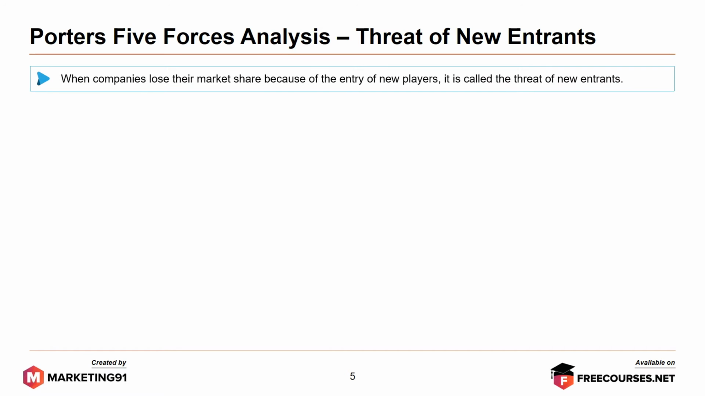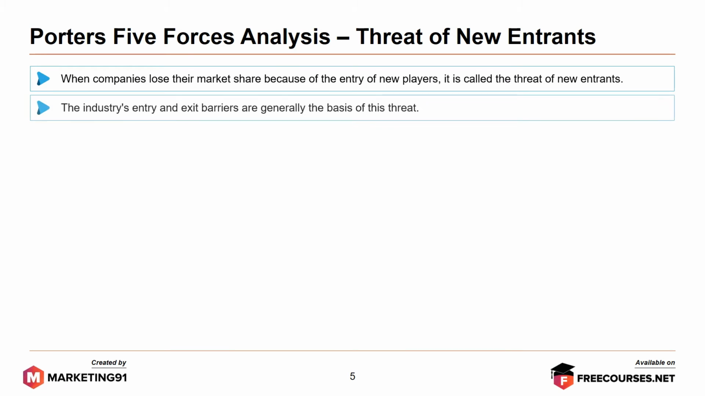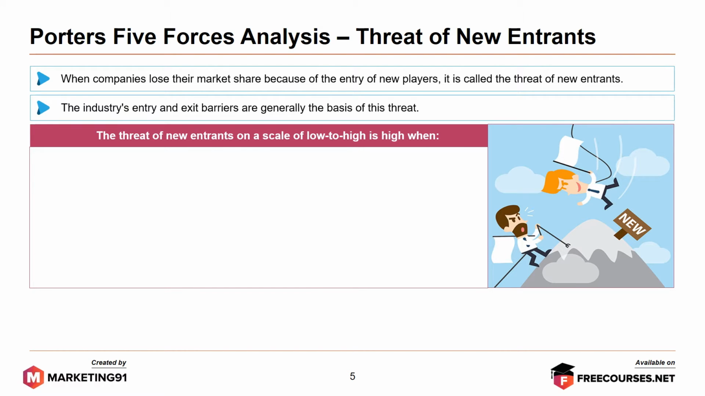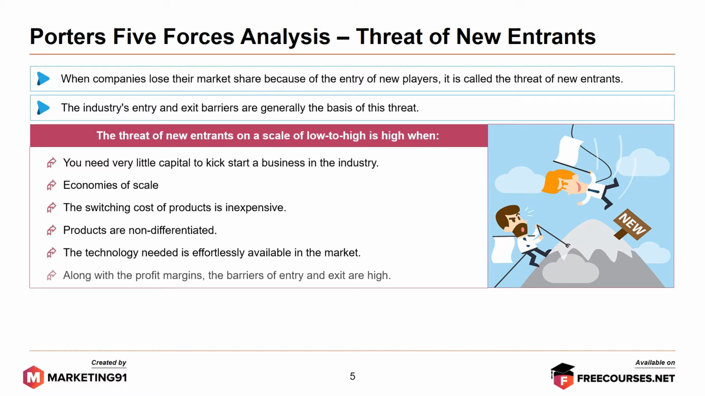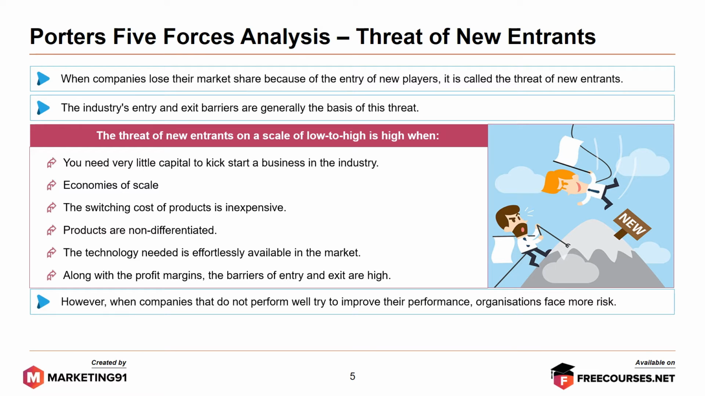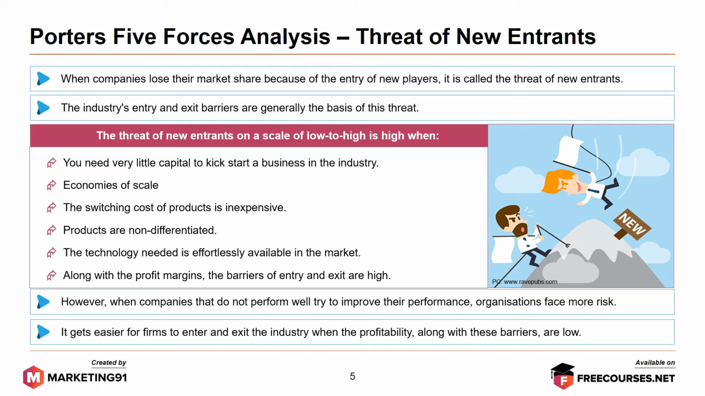Next, threat of new entrants. When companies lose their market share because of the entry of new players, it is called the threat of new entrants. The industry's entry and exit barriers are generally the basis of this threat. The threat of new entrants on a scale of low to high is high when you need very little capital to kickstart a business in the industry, economies of scale, the switching cost of products is inexpensive, products are non-differentiated, the technology needed is effortlessly available in the market, along with the profit margins, the barrier of entry and exit are high. However, when the companies do not perform well, try to improve their performance, organizations face more risk. It gets easier for firms to enter and exit the industry when the profitability along with the barriers are low.